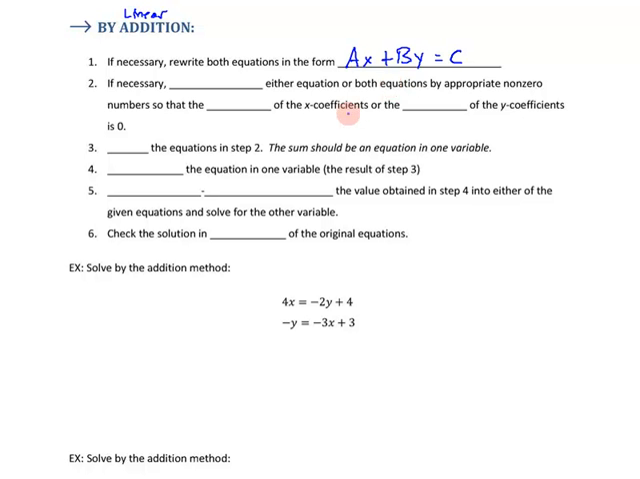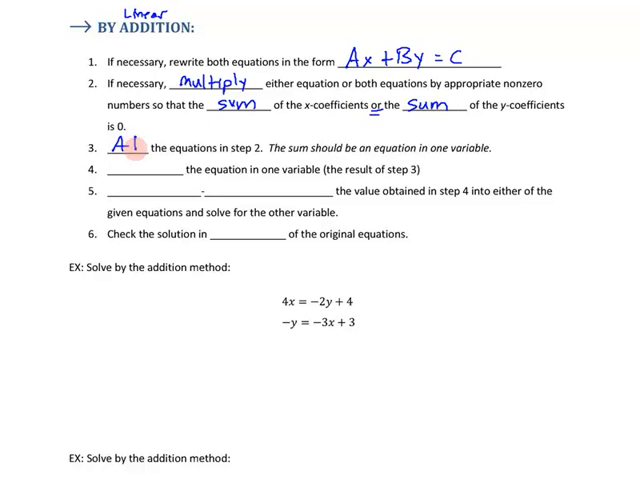But we can multiply either equation or both equations by some number. Okay? Maybe the first equation by one number and the second equation by another number, but we can choose those numbers so that once we multiply them in and add them up, one of the variables will cancel out. Okay? So, if necessary, multiply either equation or both equations by some non-zero number so that the sum of the x coefficients or the sum of the y coefficients is 0.